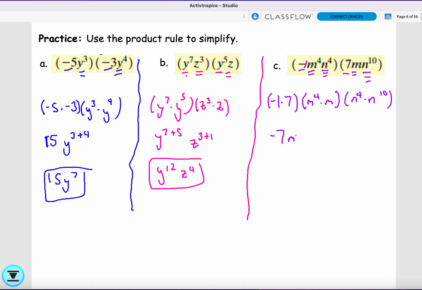M, and then this is a 4 plus 1. We have an n, 4 plus 10. So then we have -7 times m to the 5th times n to the 14th. And we're done with this practice problem. Make sure you're just looking at the problem and doing what it's asking to do. Don't overthink it. Don't overwork it.